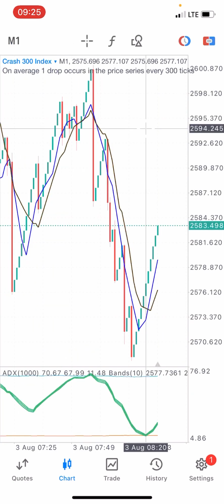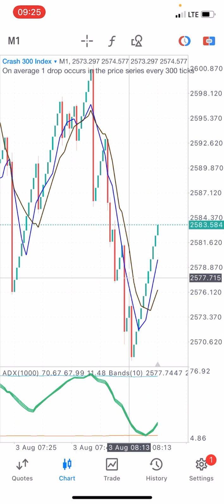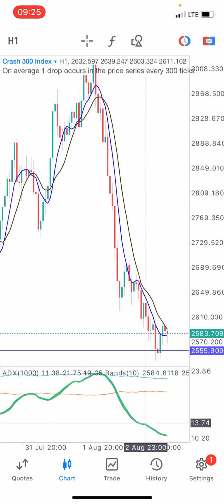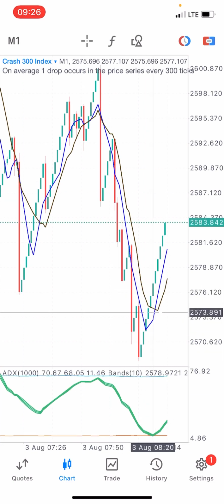Was it the Crash 300? So now you've seen here there has been a crossover. This is a Crash 300. So there has been a crossover here, and let's see what trend this is. It's a downtrend.